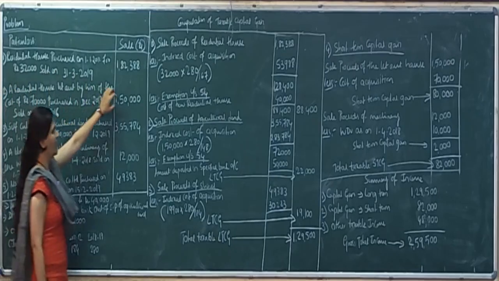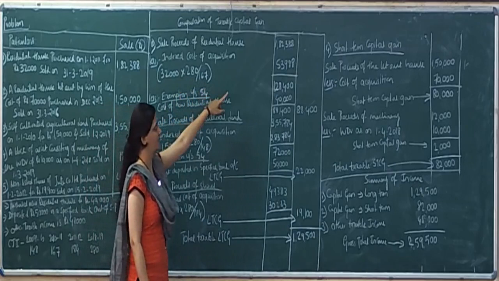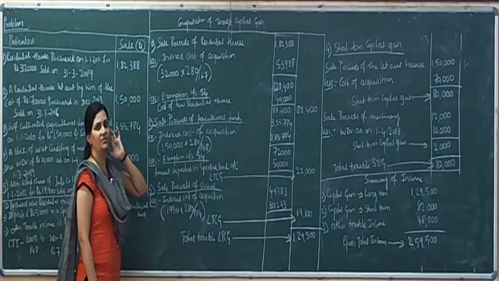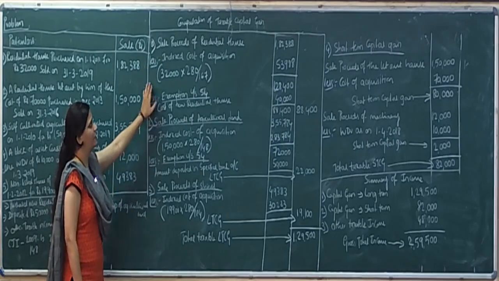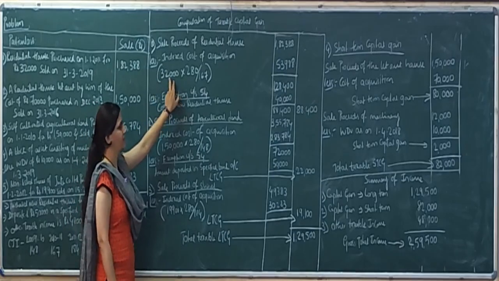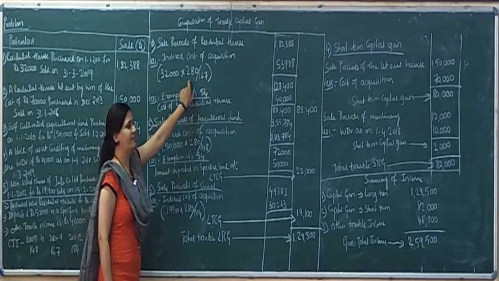So now here we can see various assets are given. Residential house. So here we have written sale proceeds of the residential house, that is 1,82,000, the amount we have written. Since it is long term, we have to do the indexation, that is, indexed cost of acquisition.